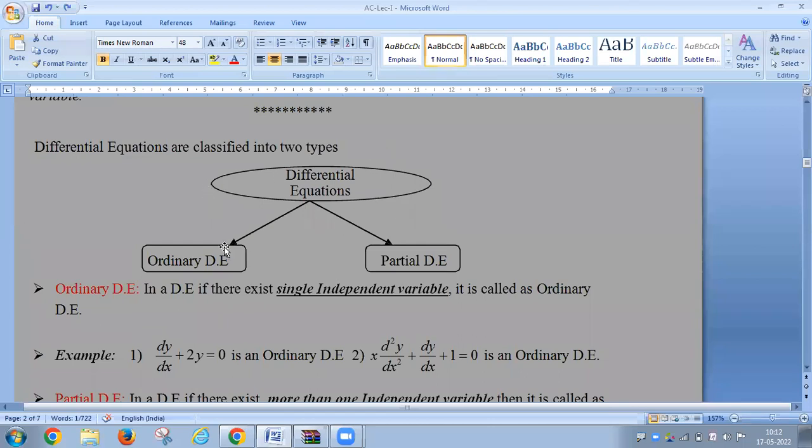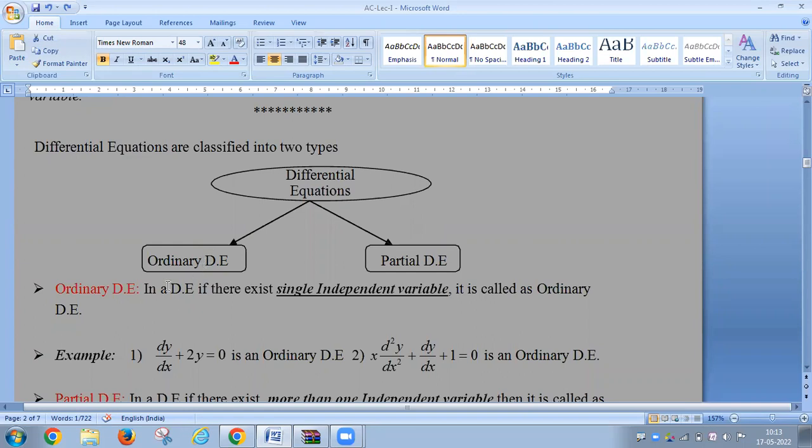Basically, differential equations are of two types: ordinary differential equation and partial differential equation. So what is a differential equation? An equation involving derivatives or differential coefficients is known as a differential equation. These differential equations are of two types: ordinary differential equation and partial differential equation.